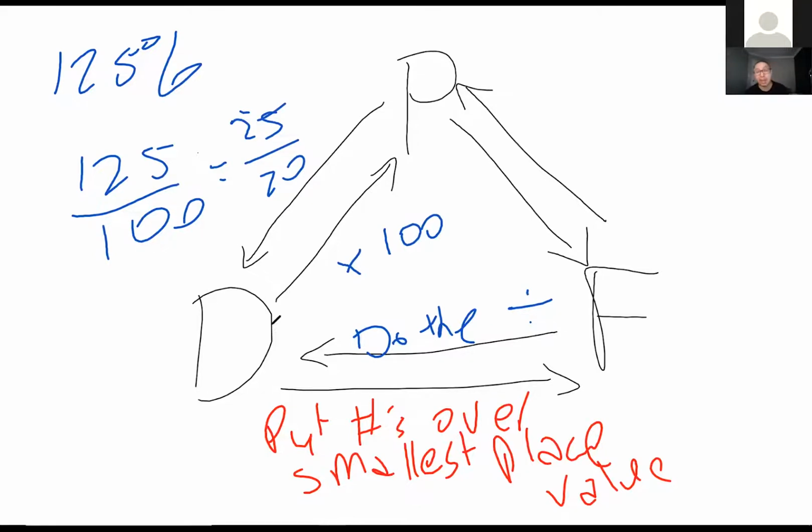But I've got to check and make sure, is that the simplest fraction I can get? And the answer is no, because 5 again fits into both. So I can simplify this again. 5 fits into 25 5 times, and 5 fits into 20 4 times. Do I have any common factors in 5 and 4? No, I'm done. That is the simplest fraction I can get with 125%.